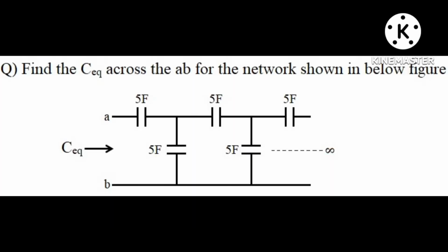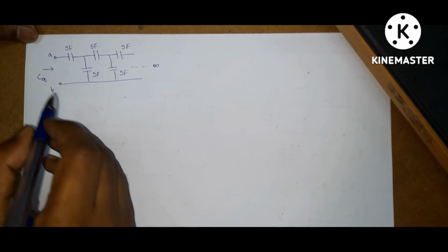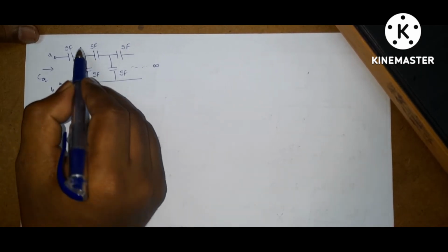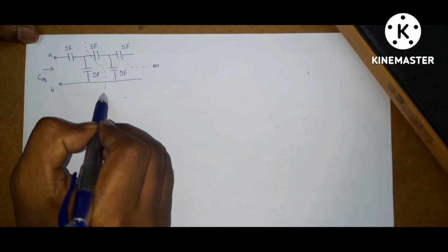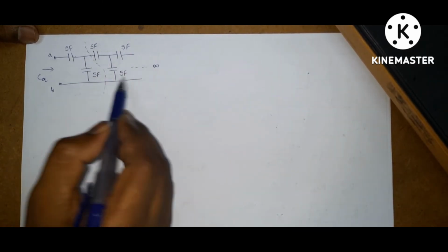Next question. Find the C equivalent across the AB for the network shown in the below figure. This is the given circuit. We can follow the same method from the previous problems. That means cut the circuit from the left side of these dotted lines. You can replace this entire circuit with C equivalent.